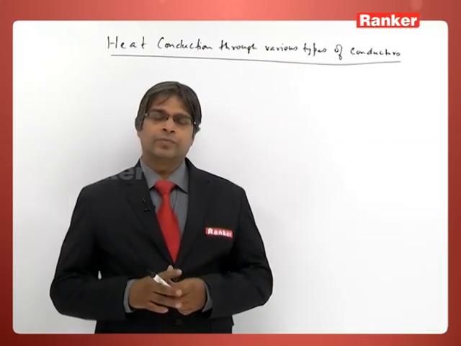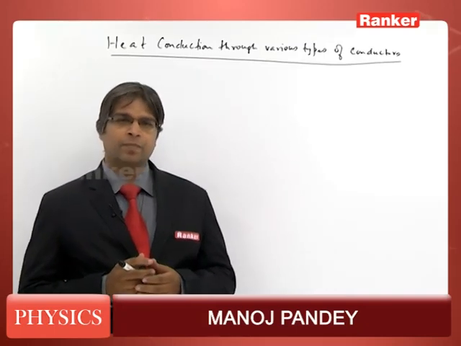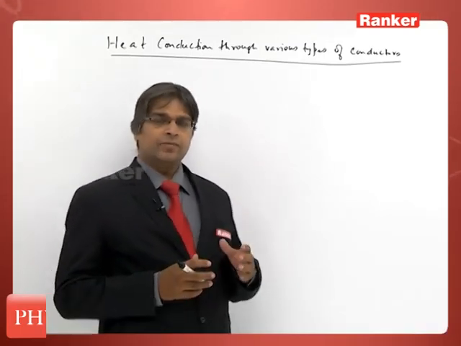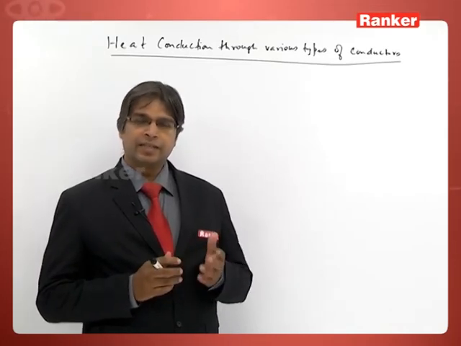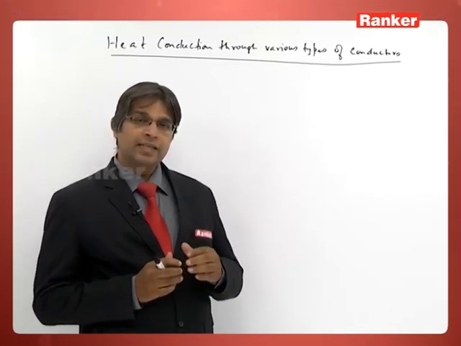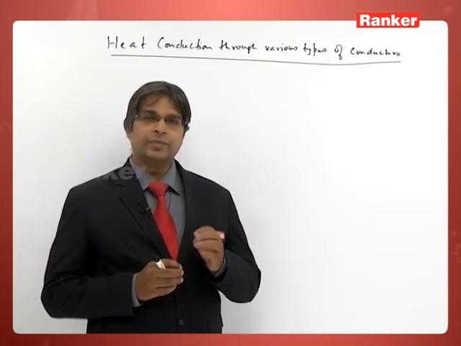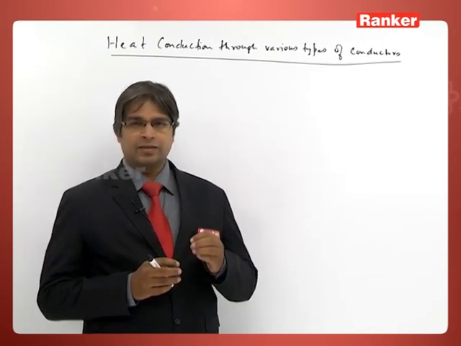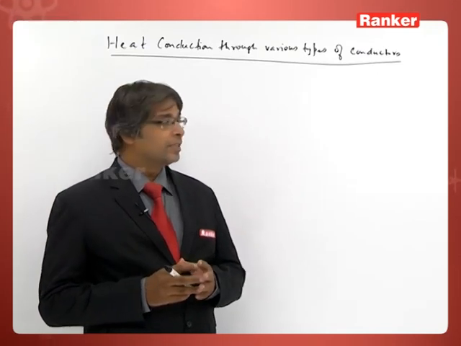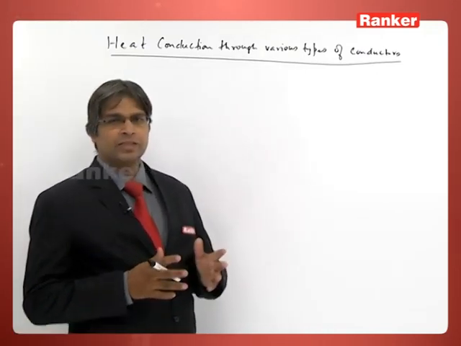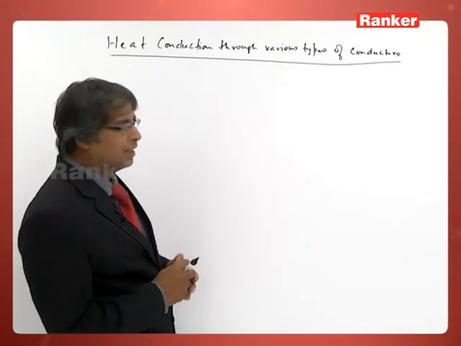So, now we will see the heat conduction through various types of conductors. In the previous session we have seen the spherical conductor and the cylindrical conductor. Now, we will see the heat conduction through a spherical conductor with constant heat production, as well as through cylindrical conductors with constant heat production. Then we will see some series and parallel combinations of resistors and network analysis through these heat conductors.